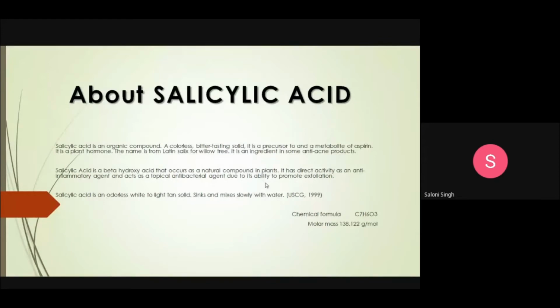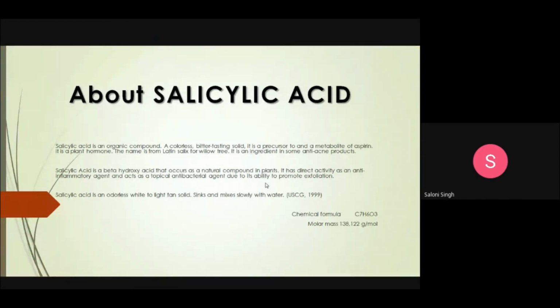This is an acid which is used in many things, like in skin care and in the pharmaceutical field. It is used at a very large level, and it is also a plant hormone which comes from the willow tree. It is a main component in anti-acne products. Its properties are that it is an odorless, colorless compound.